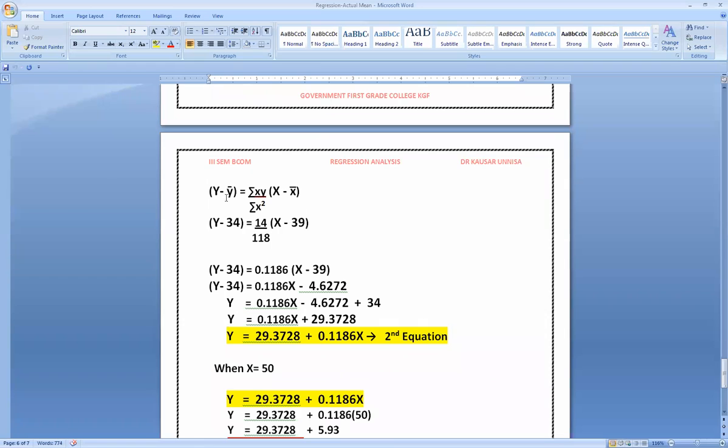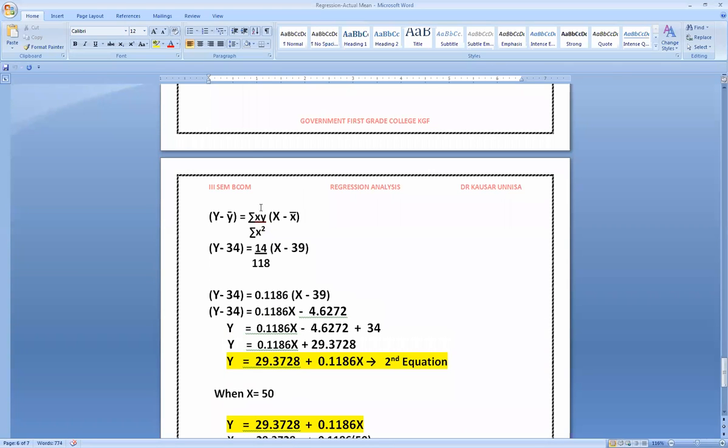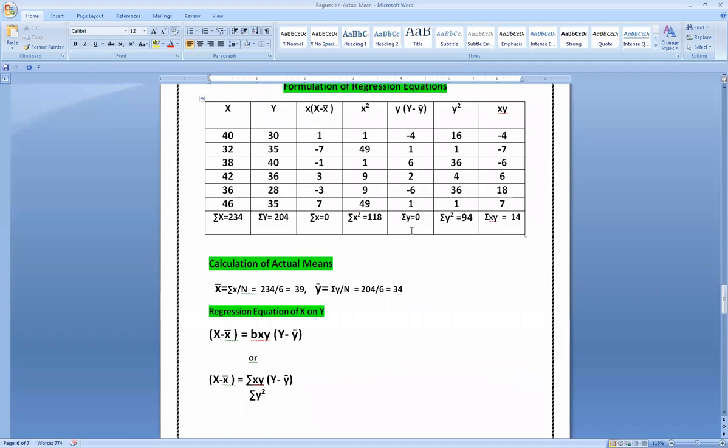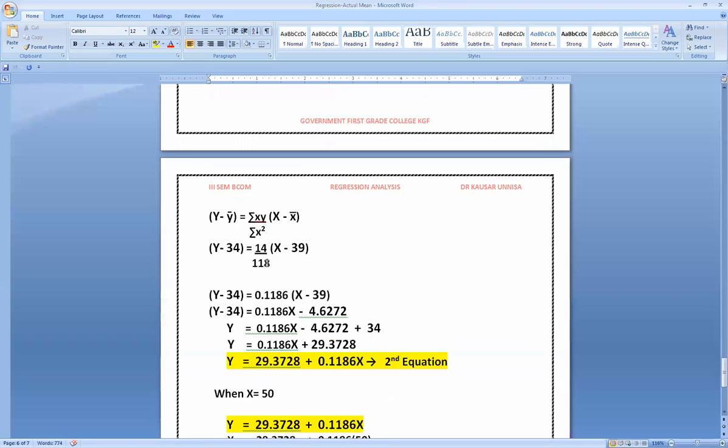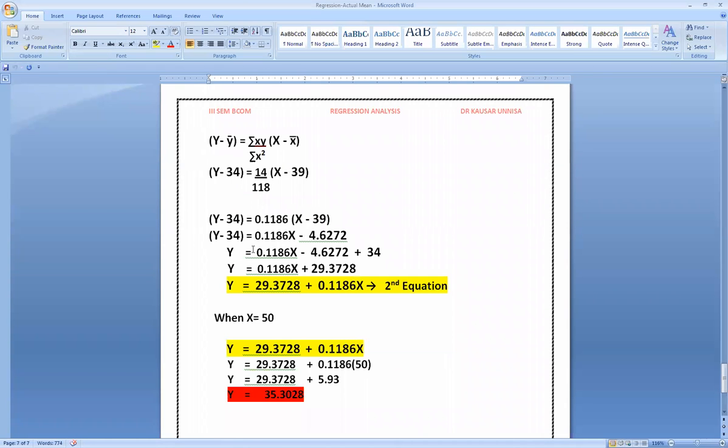Let us substitute the values to calculate the second equation. Y minus y bar, the y mean value which is 34, equals summation xy, already there in the table, that is 14, divided by summation x square value, 118. The same thing we have substituted here to calculate the y on x value. X minus x bar value is 39. Now y minus 34 equals 14 divided by 118. The value is 0.1186 into x minus 39.